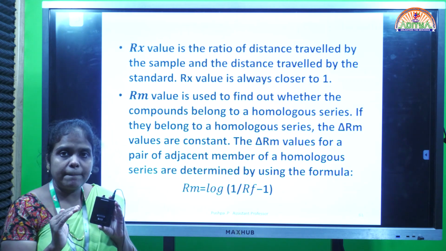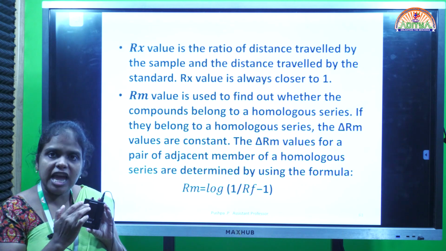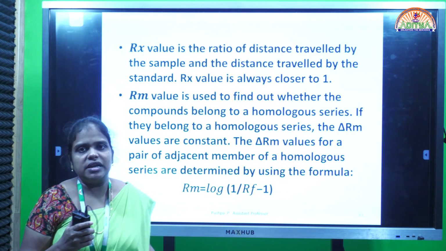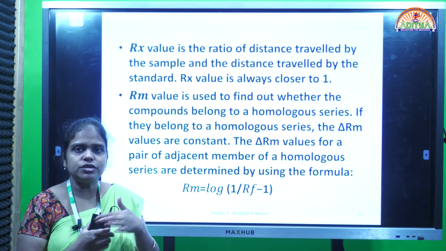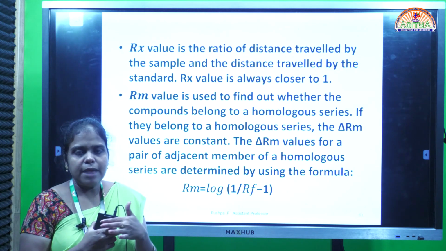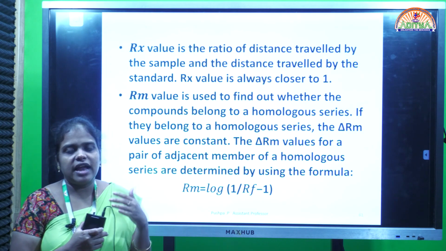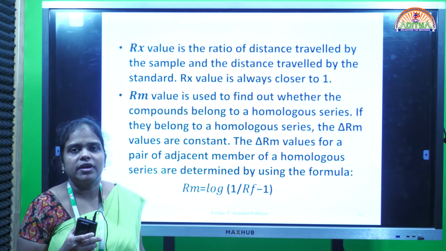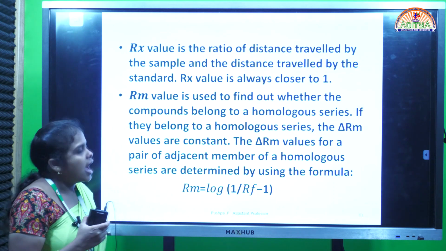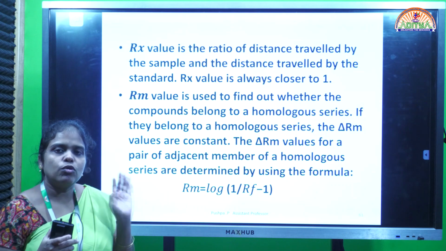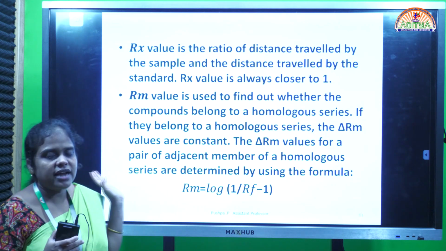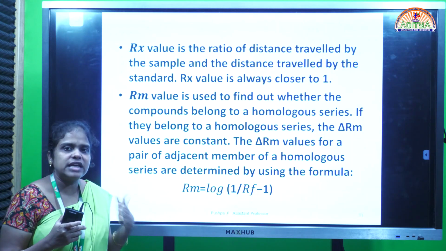If the sample travels the same distance as the standard, you can conclude that the sample is nothing but the standard. If it does not travel the same distance as the standard, we can conclude that it is some other chemical. That is the Rx value. The Rf value is detected only with the mobile phase movement, and in the Rx value we compare the movement of the sample with the standard.